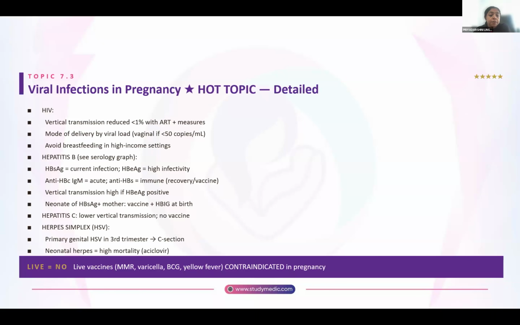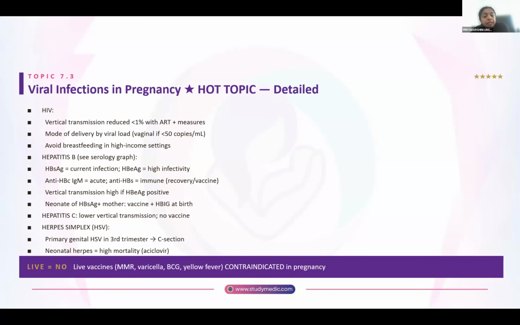Now coming to hepatitis B, we just saw the serology of how it works. Just going through it once again. HBsAg is current infection. HBeAg is high infectivity. This is a key difference, a key point that is seen in SBAs. Anti-HBc IgM is acute. Anti-HBs is always suggestive of immune, that means recovered or vaccinated.